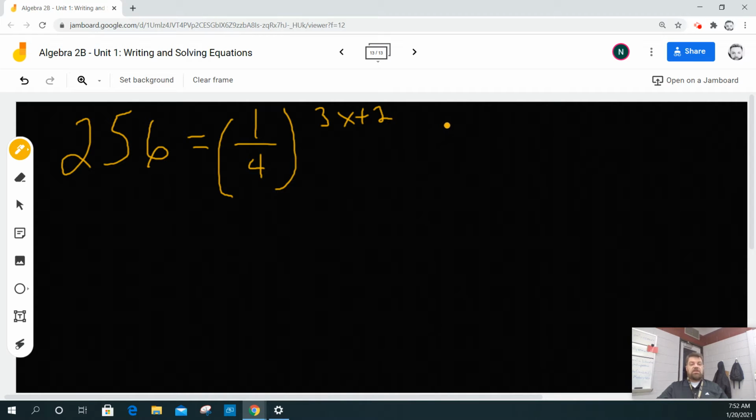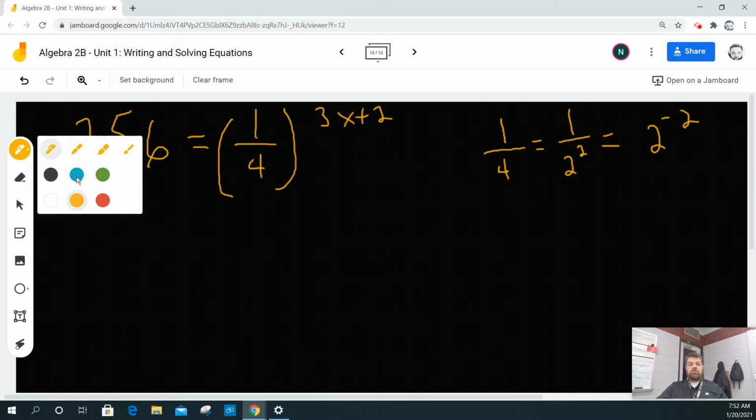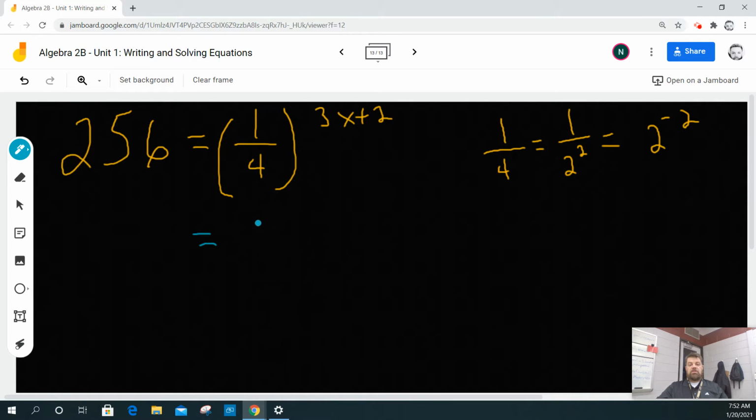Now this is interesting because first and foremost, I know that 1 over 4 is the same as 1 over 2 squared, which is the same as 2 raised to the negative 2. So right off the bat, what I'm going to do is change this to 2 raised to the negative 2, raised to the 3x plus 2. And we'll talk about that in a second.